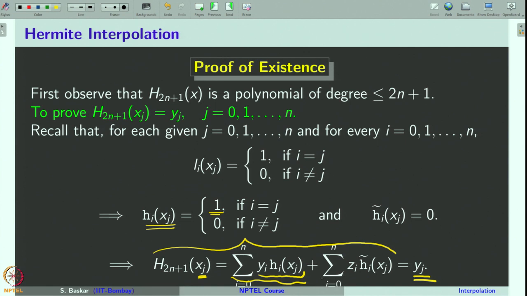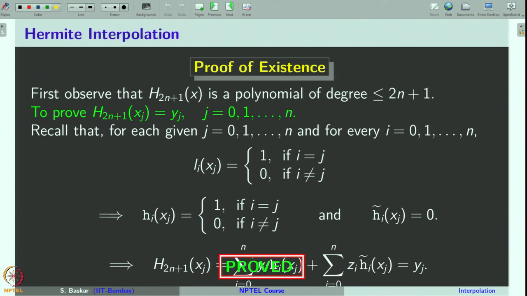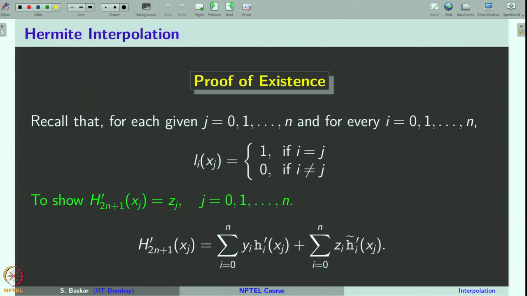And what happens to the second term? Well, the second term will vanish fully, right? Therefore, our first interpolation condition is satisfied by the h that we have defined in the statement of our theorem. Therefore, the interpolation condition of order 0 is proved. Now, let us move on to prove the interpolation condition of order 1.